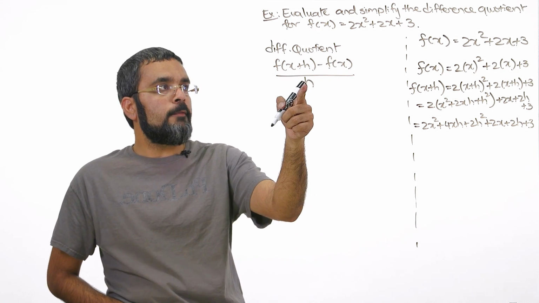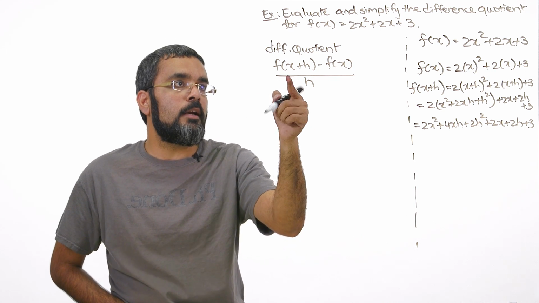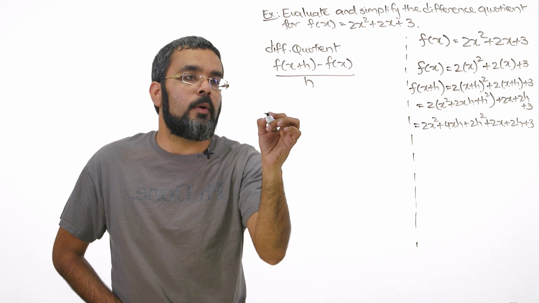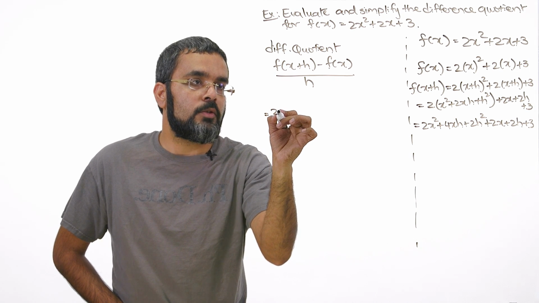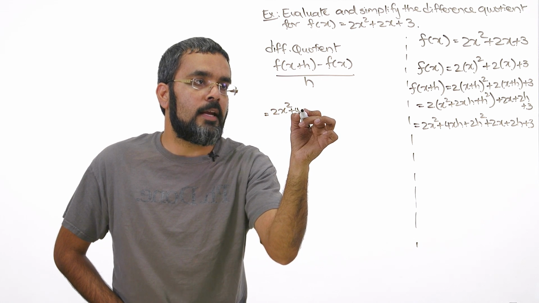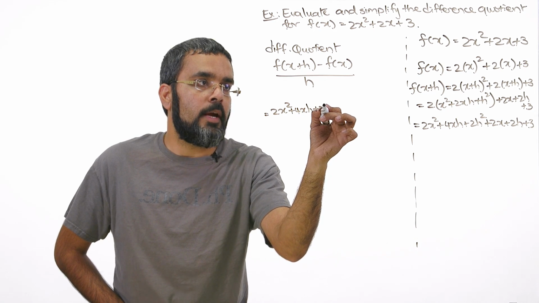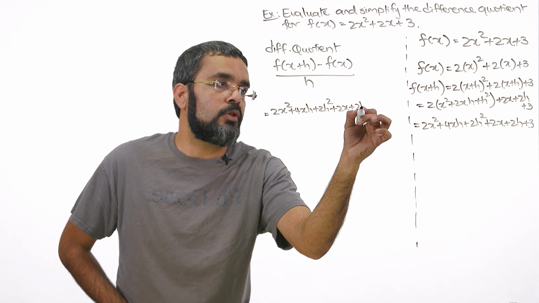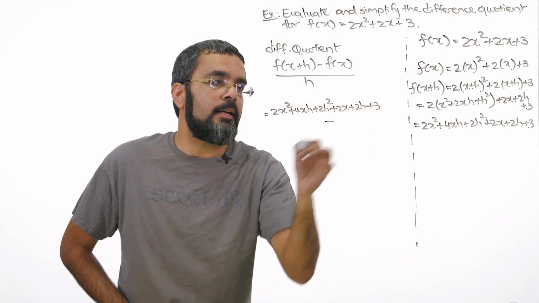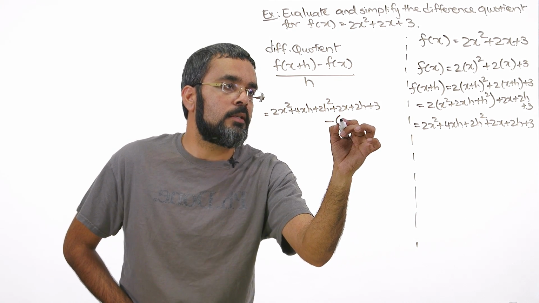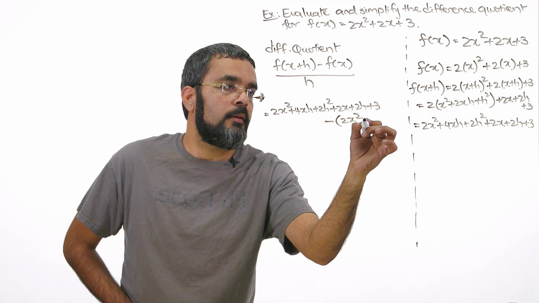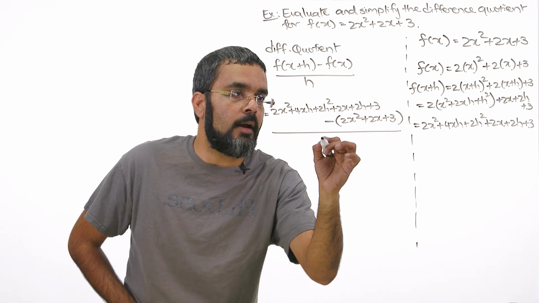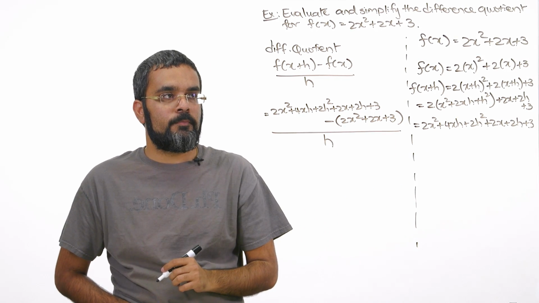Okay, so we have all the information here. Let's go ahead and substitute everything in there. So f of x plus h is this quantity here. So this difference quotient is going to be 2x squared plus 4xh plus 2h squared plus 2x plus 2h plus 3 minus f of x, which is 2x squared plus 2x plus 3, and all of this divided by h.